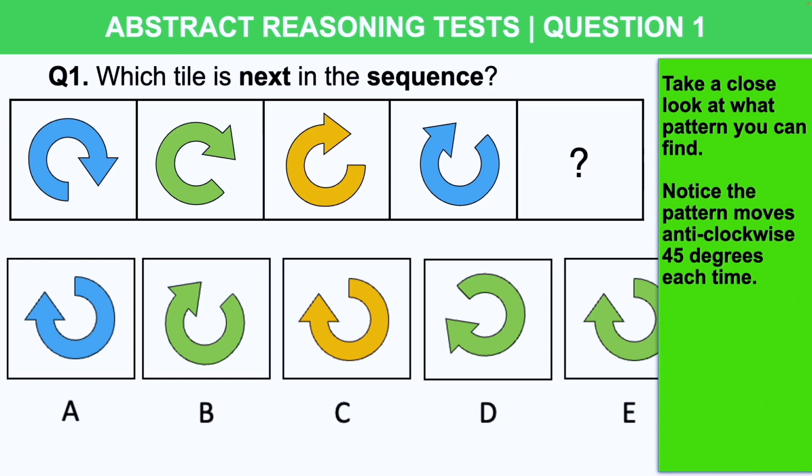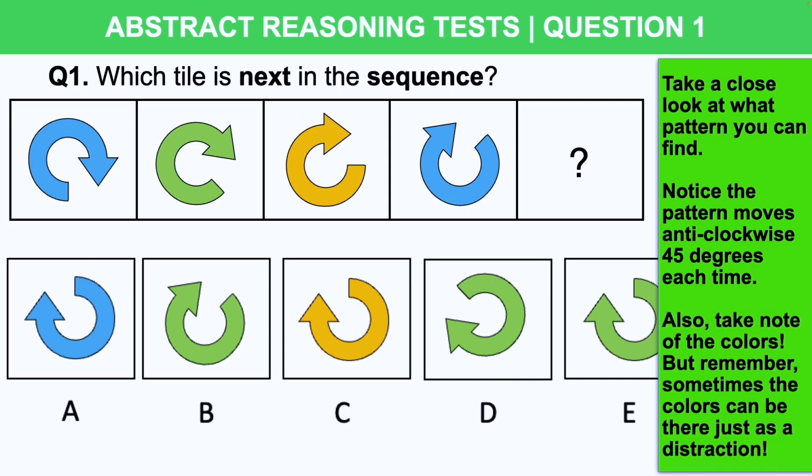Notice how the pattern moves anti-clockwise by 45 degrees angle each time. What I mean by that is this: if we look in tile number 1 on the far left here, we can see that blue arrow is facing down, but if we move anti-clockwise 45 degrees back, that's exactly what we get with the green arrow here. That then moves 45 degrees anti-clockwise, which gives us the yellow arrow, and so on.